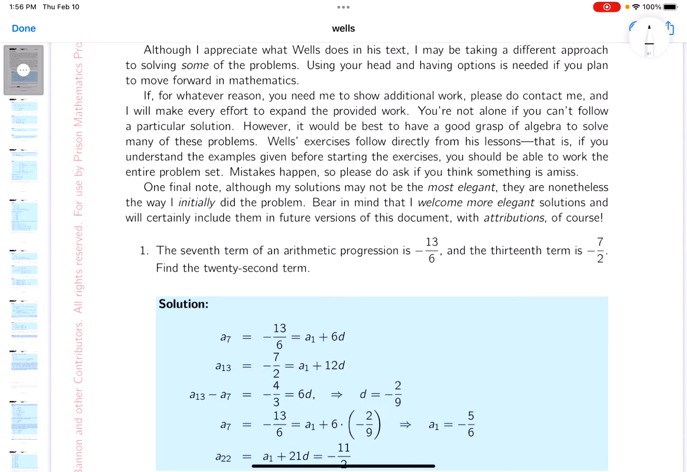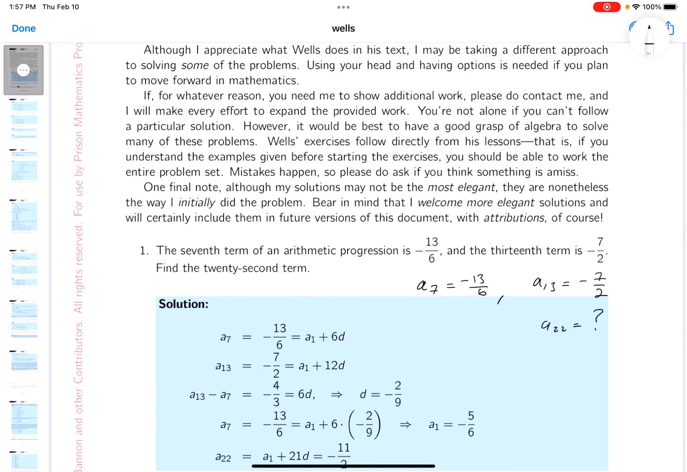They say the seventh term of an arithmetic progression, let me write this down, A7, is minus 13 over 6. And it goes on to say the 13th term, that's A13, is equal to minus 7 over 2. Now, certainly it's asking me to find something. It's asking me to find the 22nd term. So, I know what they want me to find, A22.